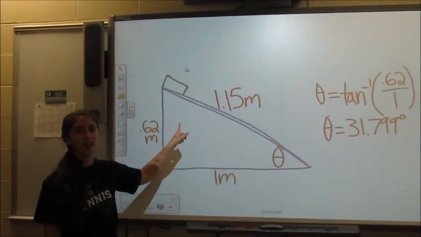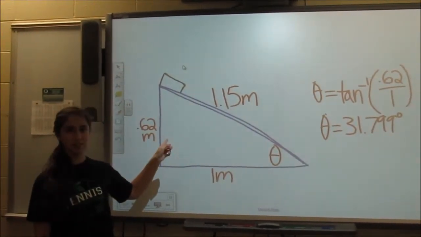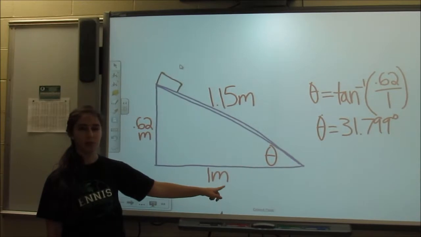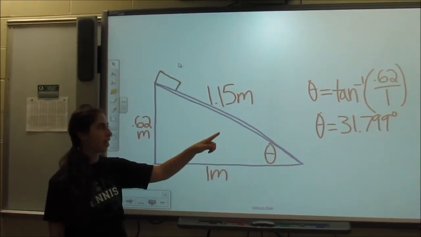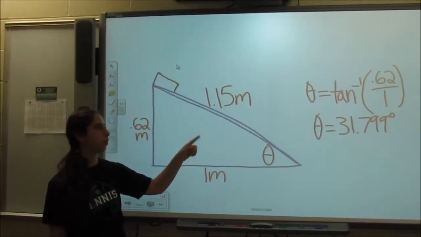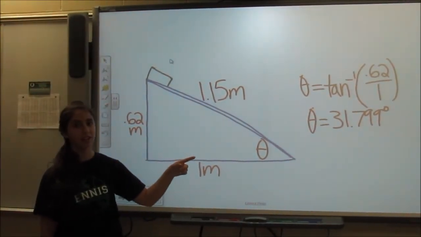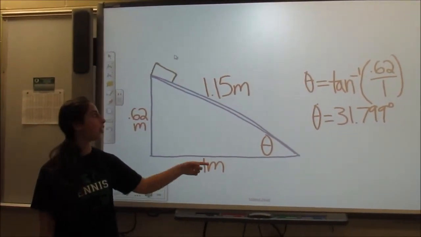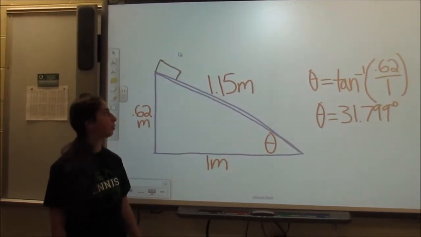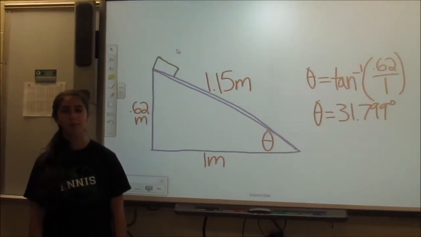Plank against the wall. Vertically it was 0.62 meters, horizontal it was 1 meter. We used inverse tangent of 0.62 over 1 to find the angle and got 31.799 degrees. We verified it with the protractor and we measured the plank to be 1.1 meters, or 1.15.